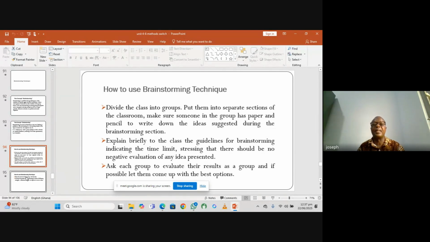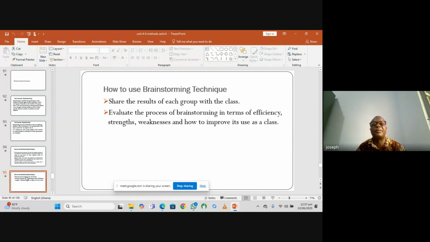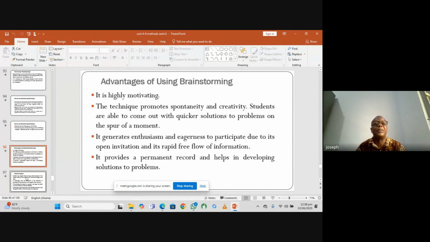Ask each group to evaluate their results as a group. And if possible, let them come up with the best options from the discussion the group has had. Share the result of each group with the class. Evaluate the process of brainstorming in terms of efficiency, strengths, weaknesses, and how to improve its use in the classroom. So that is how we can use brainstorming. Either the whole class, you brainstorm them, or you put them into small groups, give them some limited time to come out with the responses, and you are good to go.